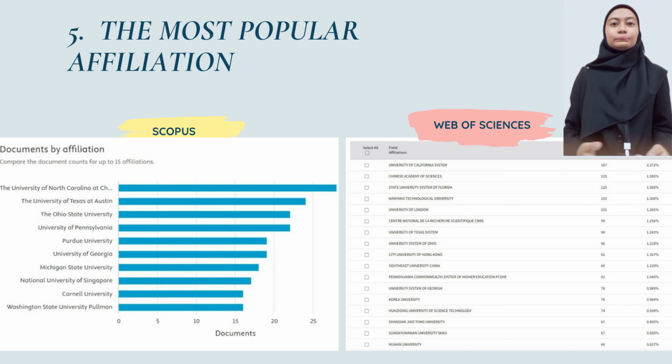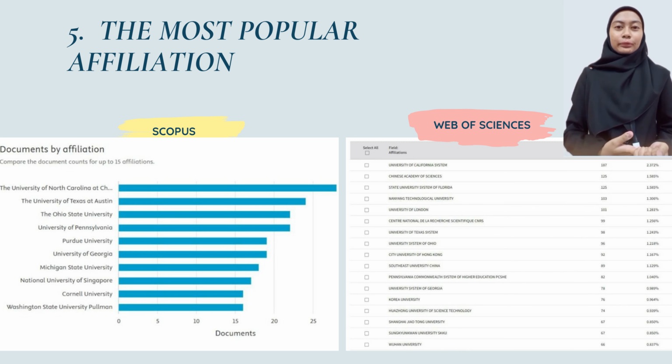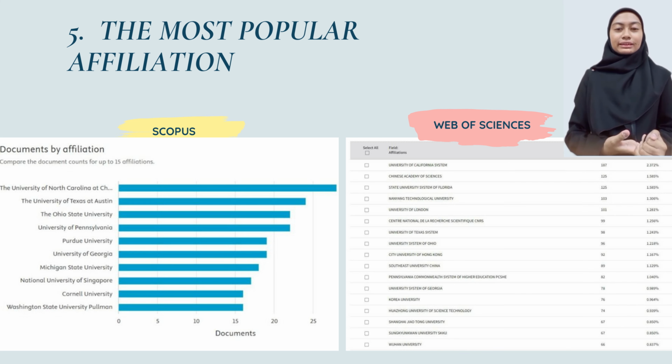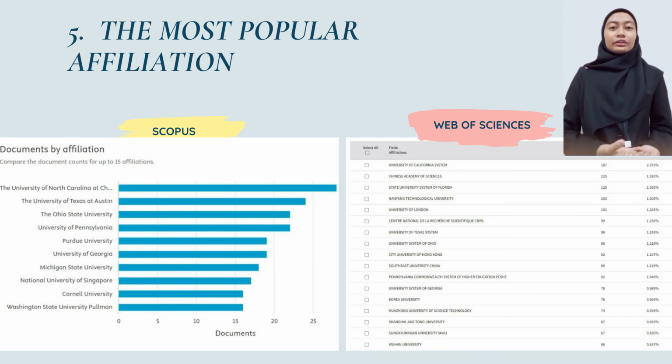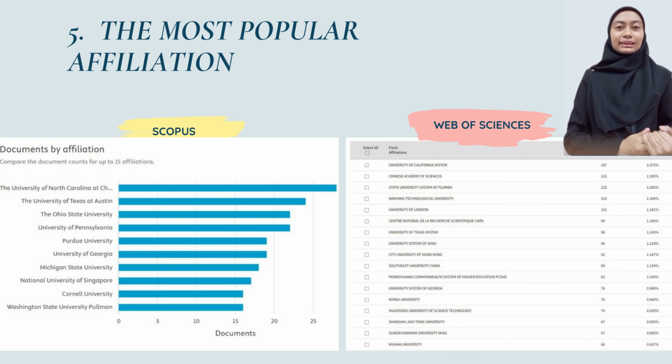Additionally, the National University of Singapore is the only representative from Asia to appear in the analysis, with roughly 17 documents. Finally, Cornell University and Washington State University Pullman have the lowest number, about 16 documents.